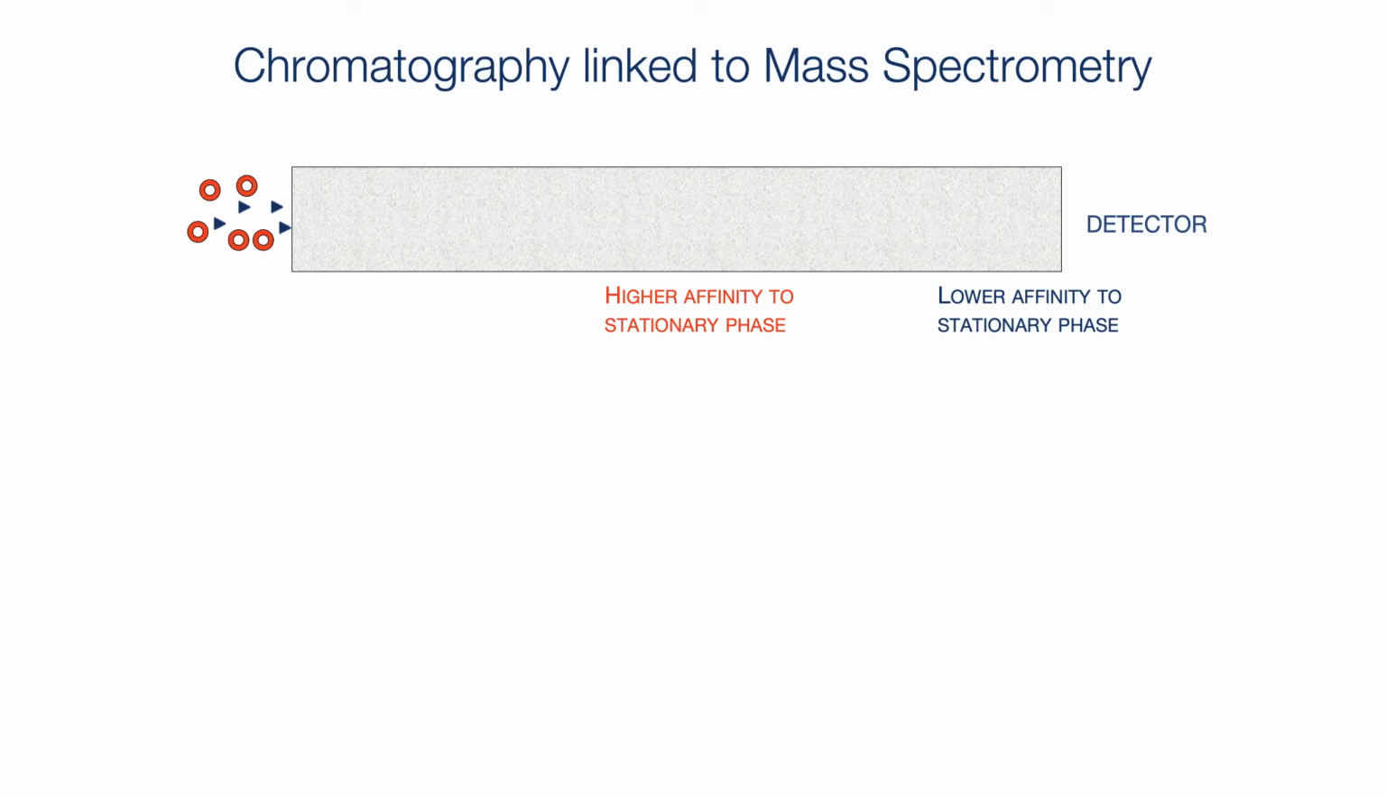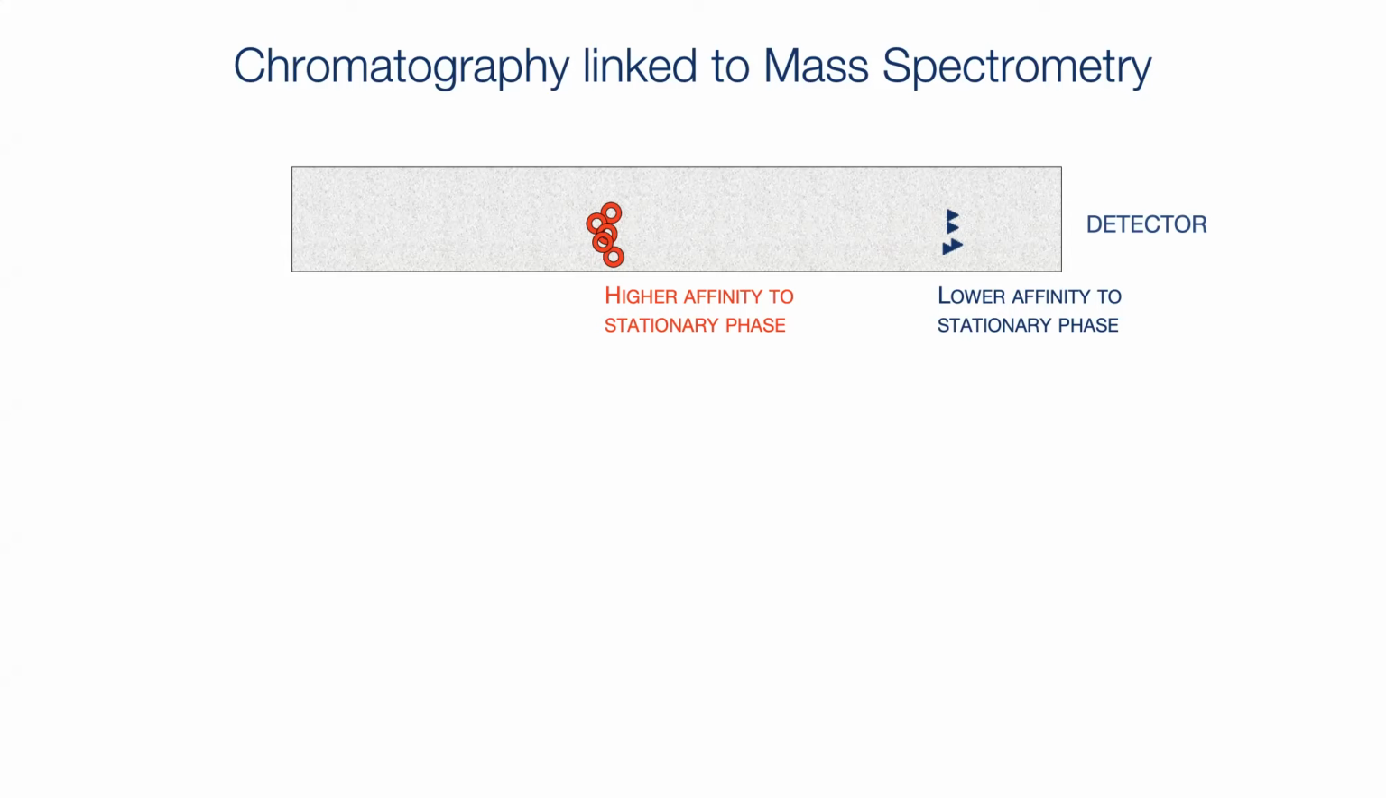If I show it as an animation, think of red circles and blue triangles as two different kinds of chemicals. You can see they separated from each other because the red circles had really high affinity to the stationary phase, whereas the triangles didn't have the affinity, so they left the column, or the stationary phase, really quick. When they do this, they separate themselves out.